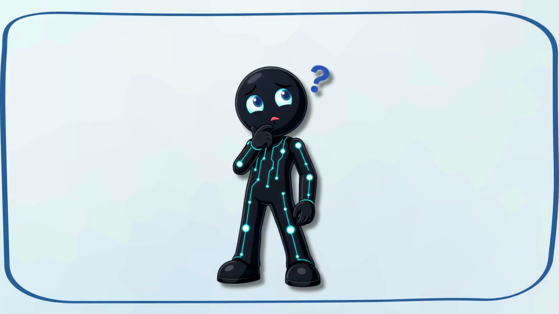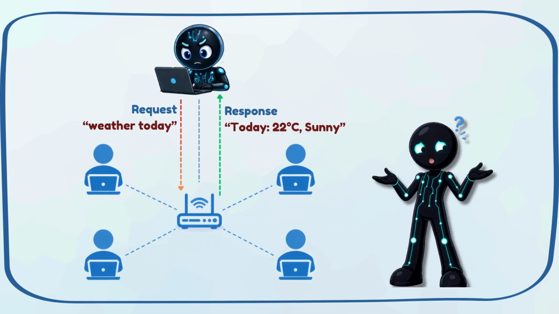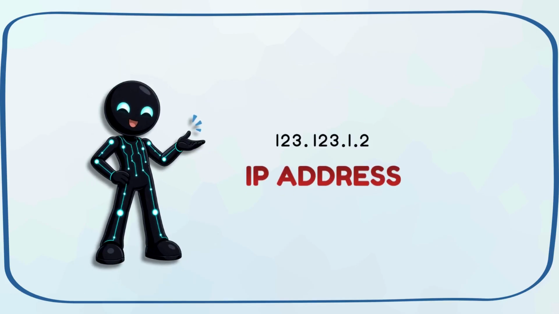And it gets even more interesting. What if many people are connected to the same Wi-Fi, searching at the same time? How does the internet make sure your result comes only to you and not to someone else? The answer is something called an IP address.